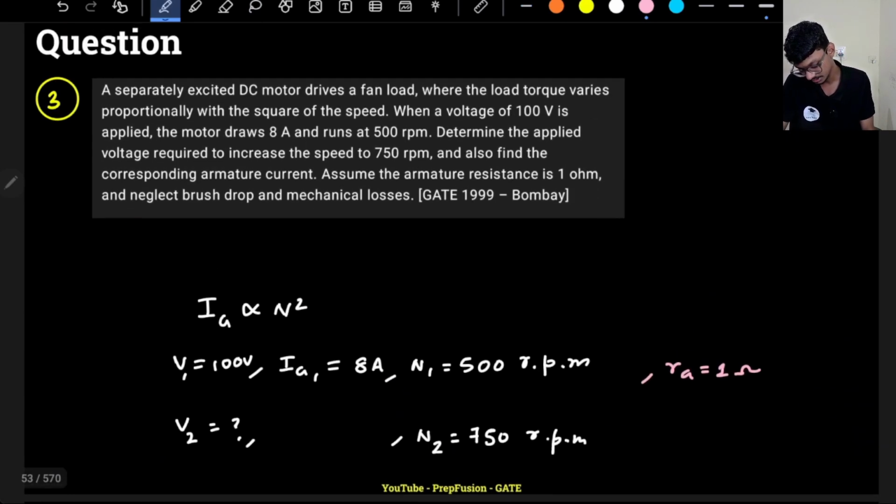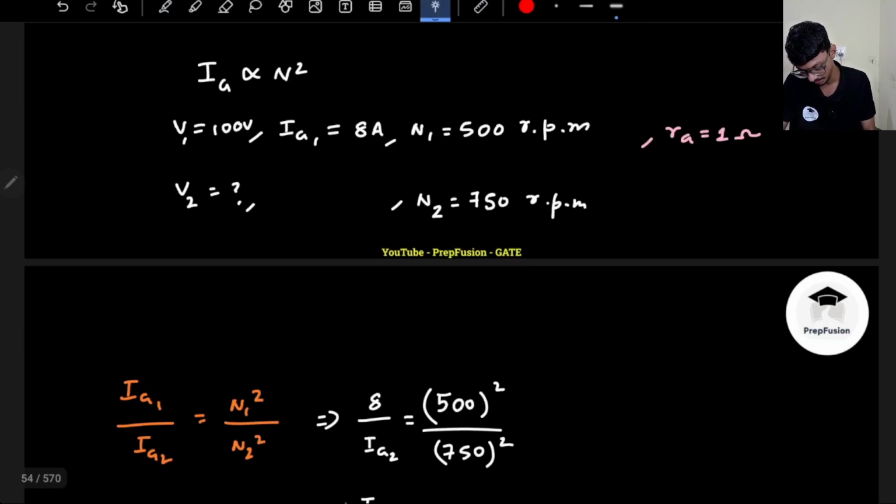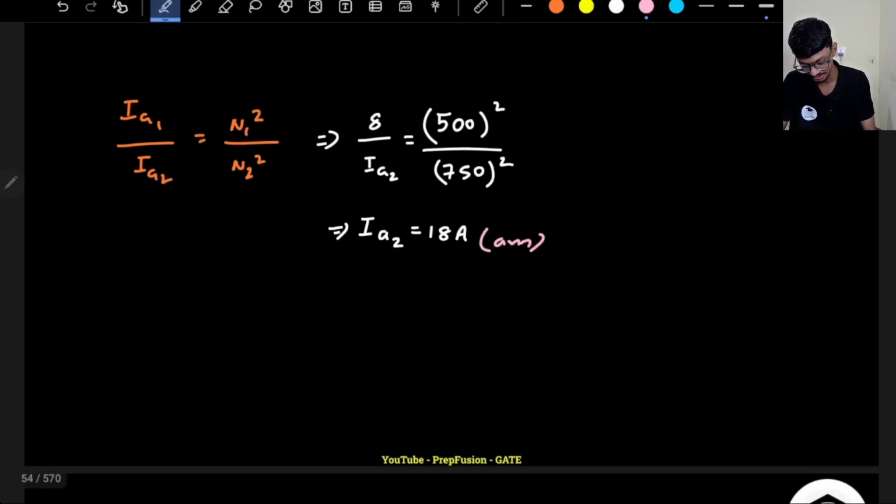What else are they asking? They are asking me the applied voltage. How much voltage do I need to apply? It's the same circuit, right? Separately excited. Flux is constant. So there is a back EMF here, and this is the voltage V. This is I. This is Ia.